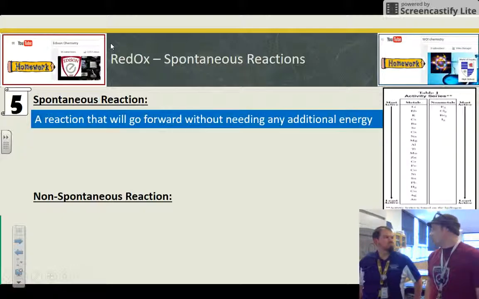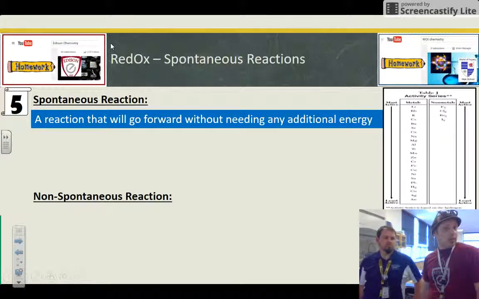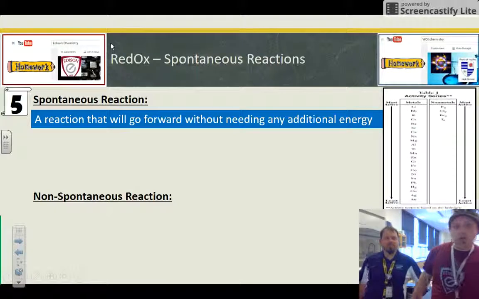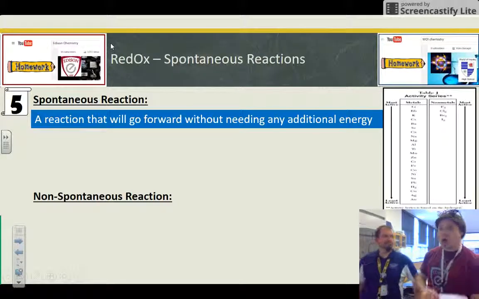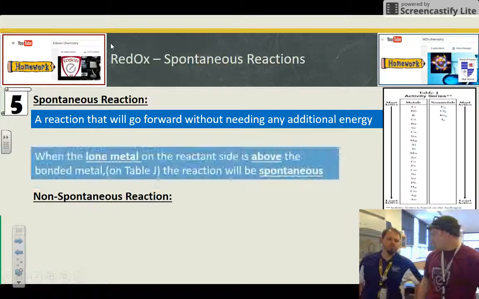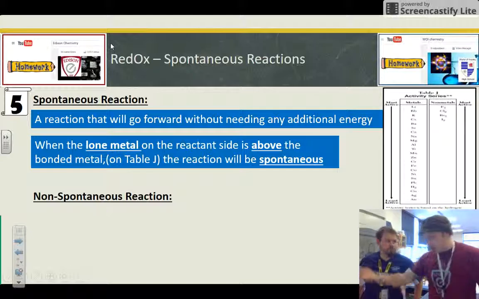What is a spontaneous reaction? I showed my students one today. I took some magnesium and mixed it with copper chloride solution. It's very cool, you should do it. I showed a spontaneous reaction, and it went forward without any additional energy. It just goes. It's like a chemical reaction you're familiar with: you mix these 2 things, and that stuff starts showing up.